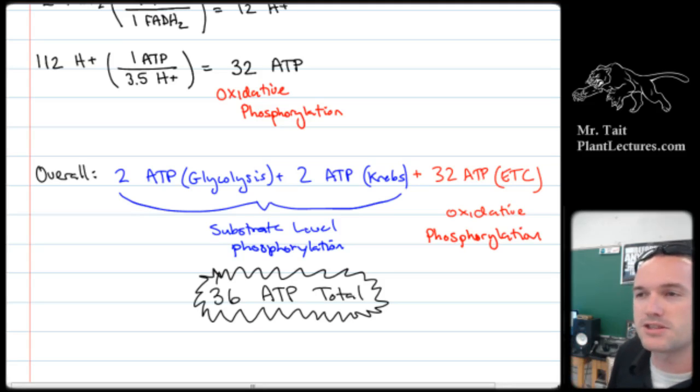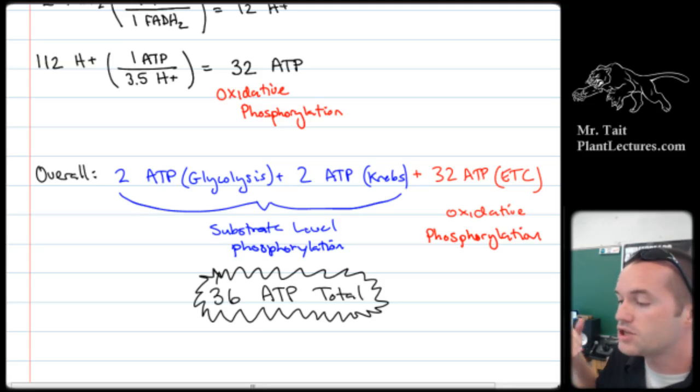Why is there a difference, though, between 36 and 38? That's probably important information. So the difference comes from eukaryotic and prokaryotic cells. Eukaryotic cells are going to produce closer to 36 ATP. Prokaryotic cells are going to produce closer to 38 ATP.